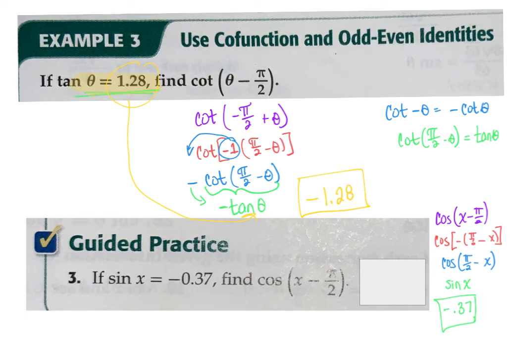So if you look at this one, the cosine of x minus pi over 2, we had to pull a negative out and make it the cosine of pi over 2 minus x, which is what we were looking for. The cosine of a negative angle doesn't change, so it's the same thing as the cosine of the regular angle itself. This is your cofunction to sine. So cosine of pi over 2 minus x is the same thing as sine of x. And they already told us the sine of x, so it was negative 0.37 as your answer.